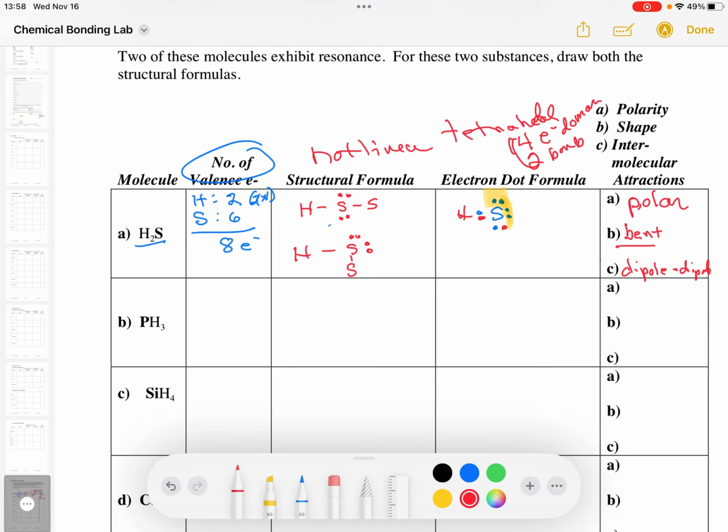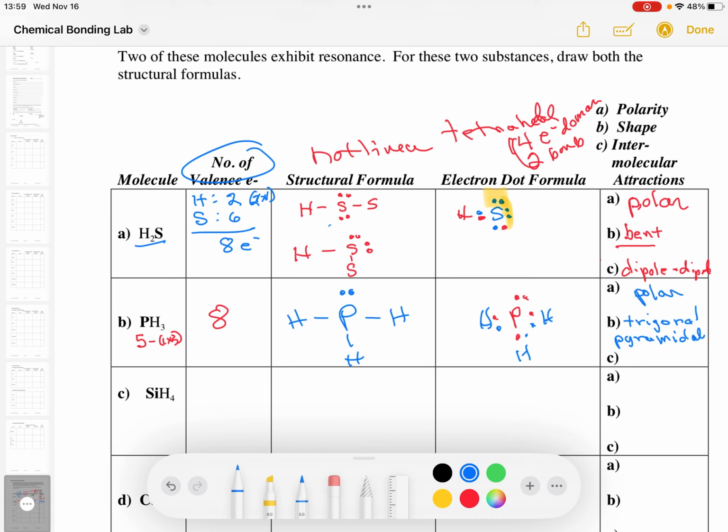Next, P and H. P has 5 valence electrons, and each H has 1, for 1 times 3, a total of 8 valence electrons. So P has 1, 2, 3, 4, 5. Each H has 1. So my structural formula will be this, and if I look for my shapes, this will be trigonal pyramidal. Make sure you look carefully. It is polar, and it will also be dipole-dipole.